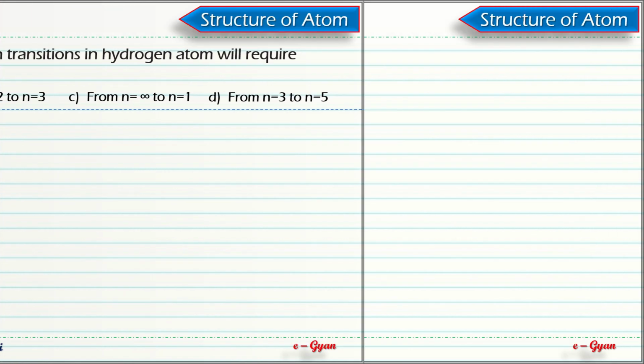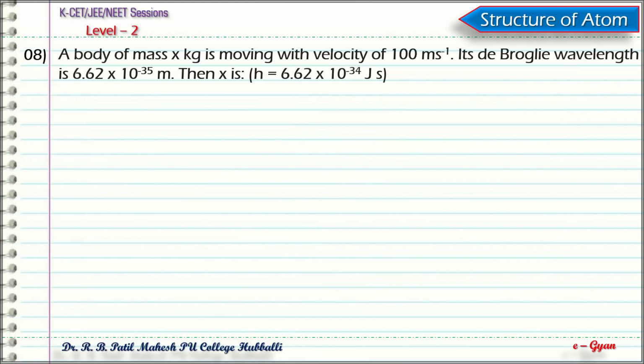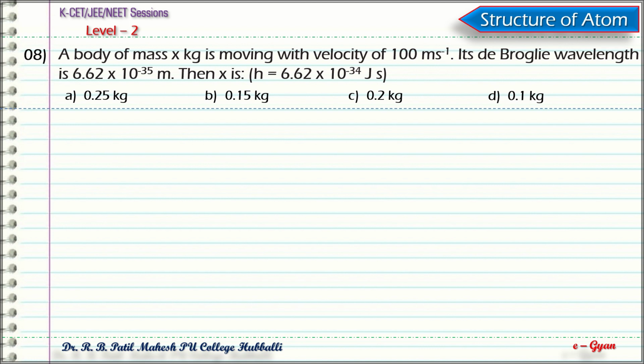Moving to the next question. Question number 8. A body of mass x kg is moving with a velocity of 100 meter per second. Its de Broglie wavelength is 6.62 into 10 to the power minus 35 meters. Then x is, h values are given and there are 4 options given. So mass is to be calculated.